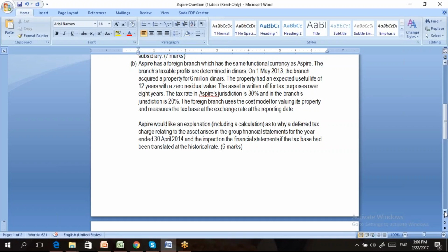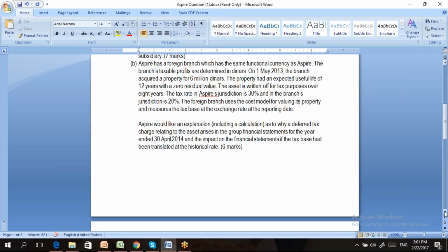On 1st May 2013, the branch acquired a property for $6 million. The property had an expected useful life of 12 years with a 0 residual value. The asset is written off for tax purposes over 8 years. So in the accounting, it's getting written off over 12 years.